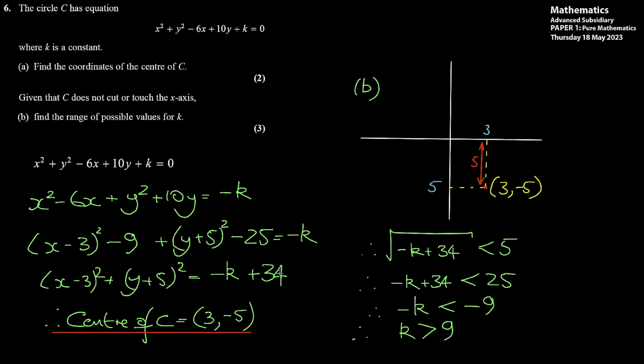But there's another restriction. If k, let's say, was equal to 34, we have a radius of 0, which means we don't have a circle. And if k is greater than 34, we will have, algebraically, a negative radius, which again will make no sense. So k must be less than 34. So I've got to add: and less than 34. And that will be your answer.